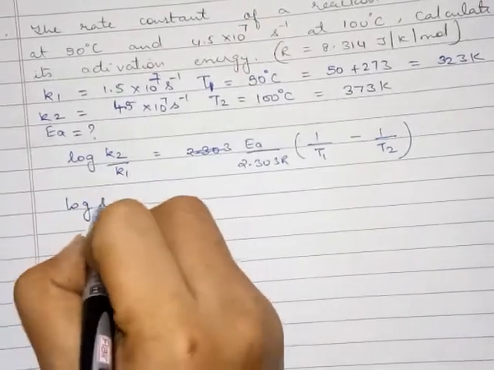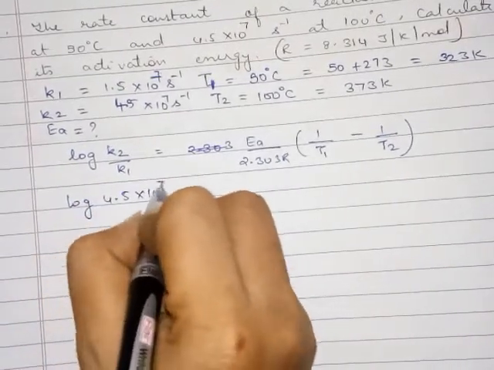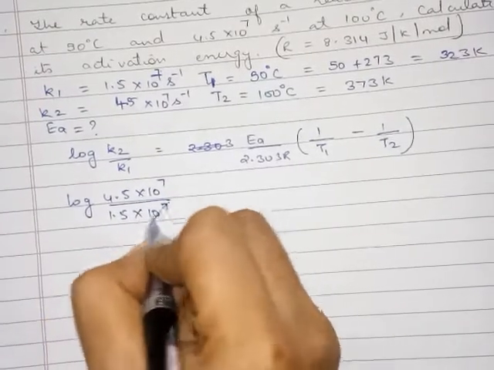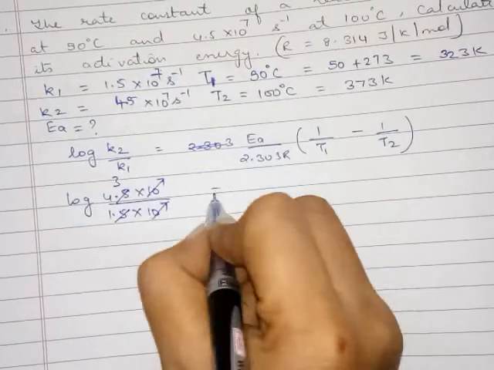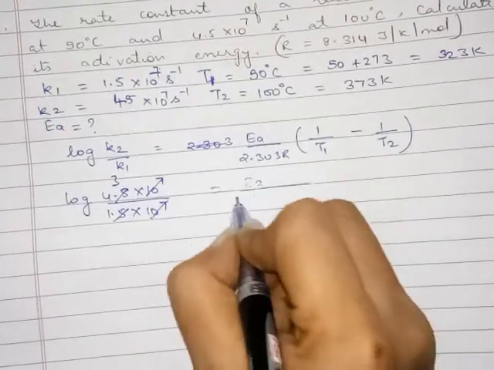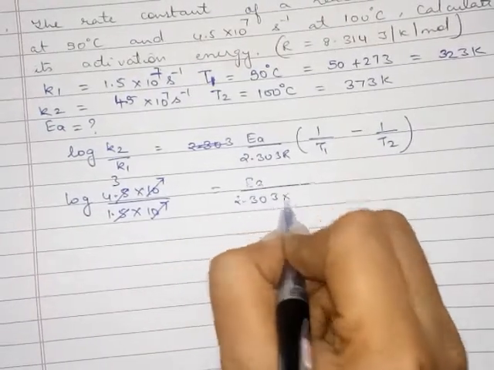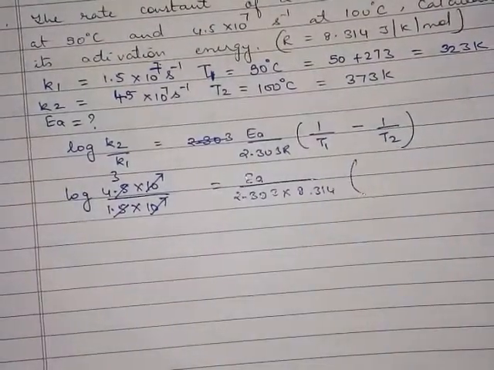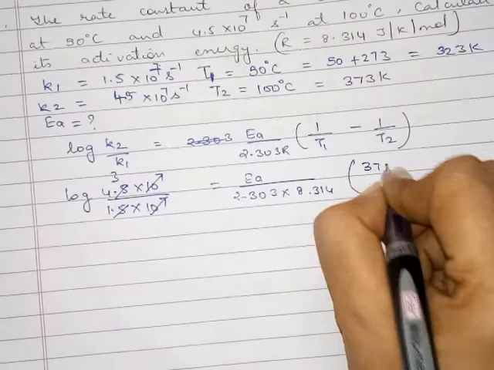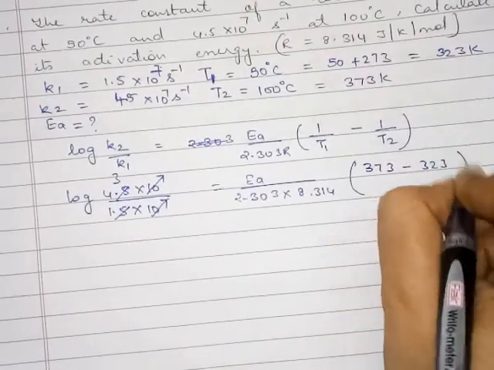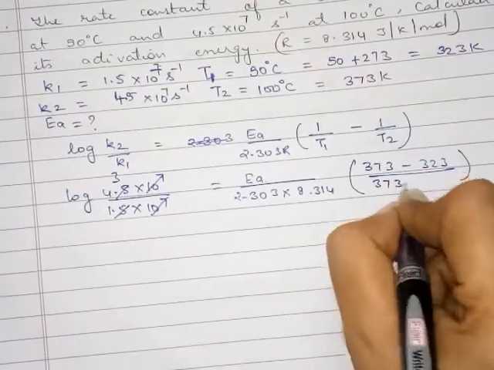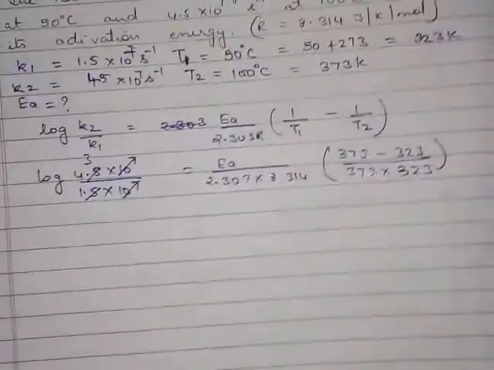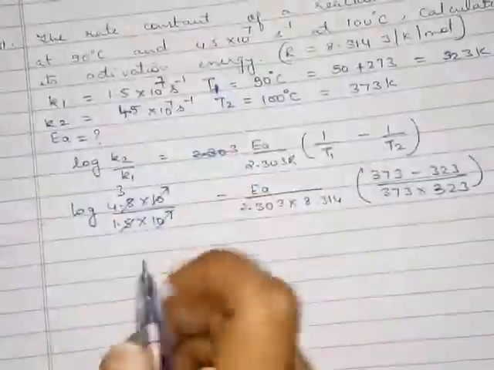तो log K2 दे रखा है 4.5 × 10 की पावर 7, K1 दे रखा है 1.5 × 10^7, which is equal to Ea, we don't know. It's 2.303 into R, which is given as 8.314. Substituting, temperature has to be in Kelvin, so it is (373 minus 323) divided by (373 into 323). LCM ले लिया यहाँ पर, so we get this equation like this.